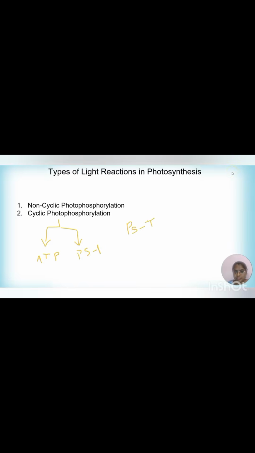So cyclic photophosphorylation, the process starts in photosystem 1, the P700 nanometers. Photosystem 1 has electrons. It transfers the electrons to iron sulfur. This iron sulfur takes the electrons and holds them, but not for a long time. Again, this iron sulfur transfers the electrons to ferredoxin.